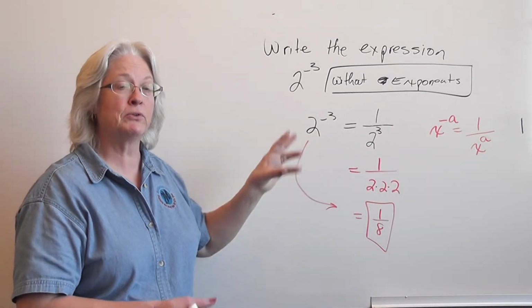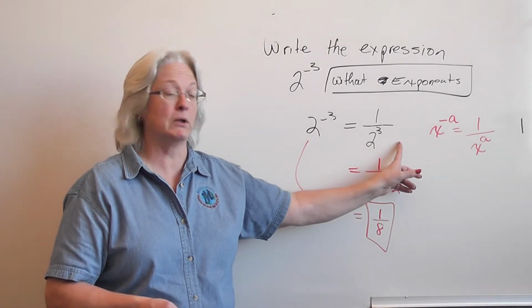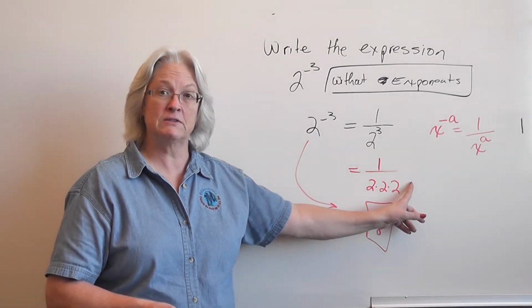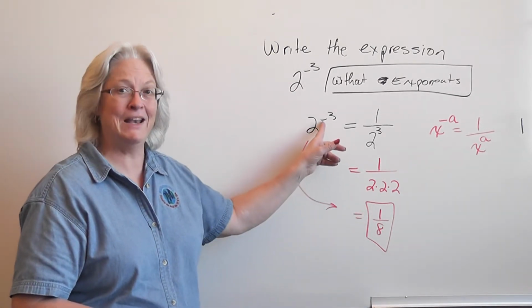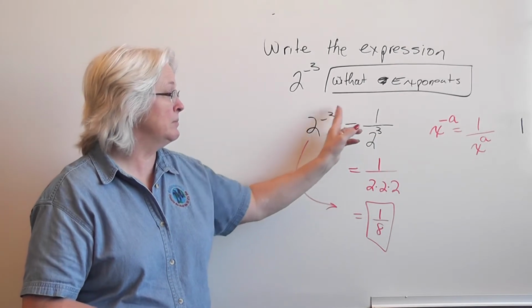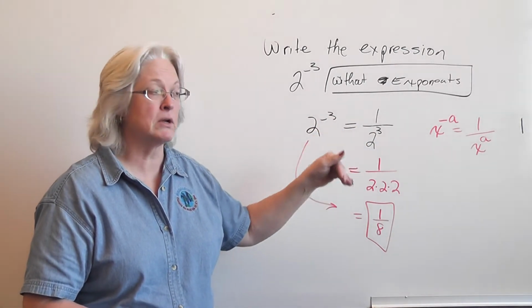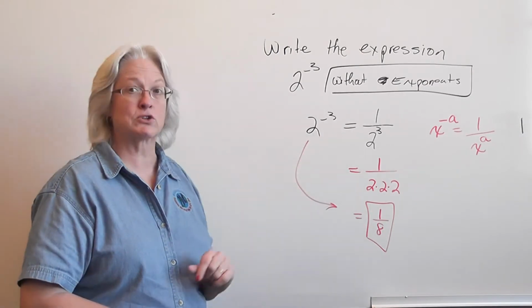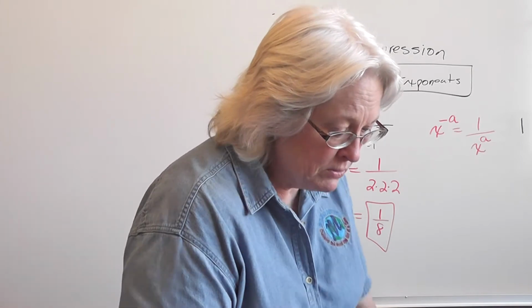So in order to be able to eliminate your exponents, you have to have a positive exponent so that you can multiply these factors and end up with 1/8. How do you get from a negative exponent to a positive exponent? You do that by moving your exponential expression to the other side of the fraction bar. Okay? Let me pick one more example.